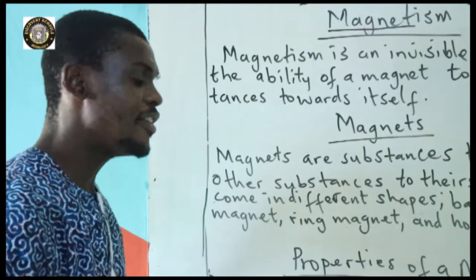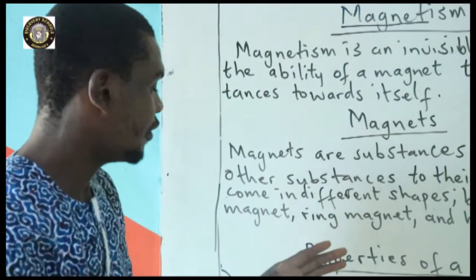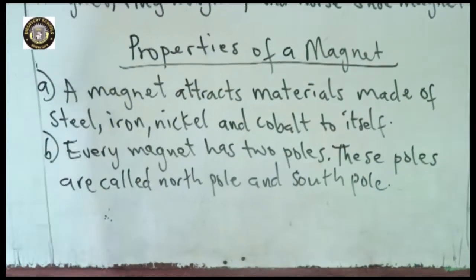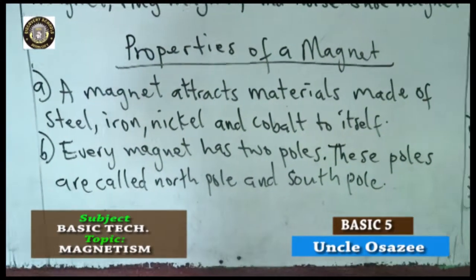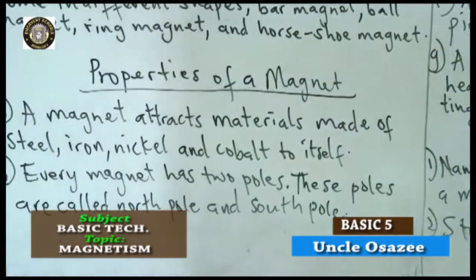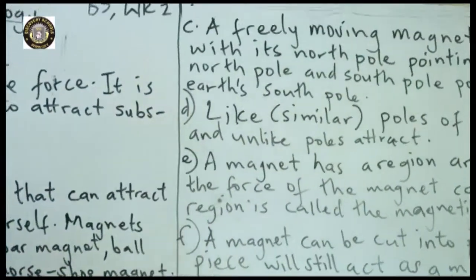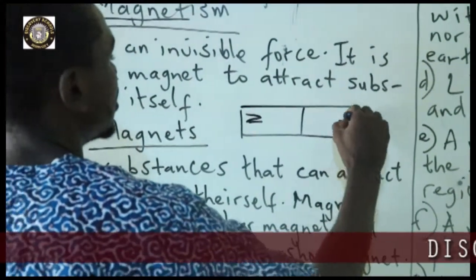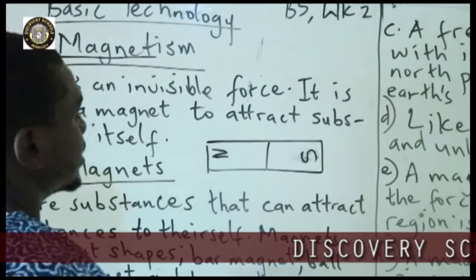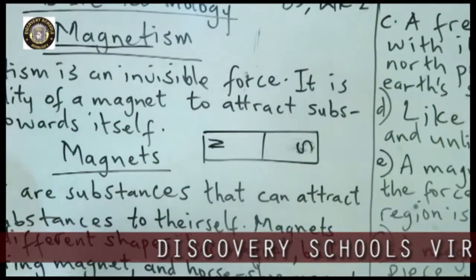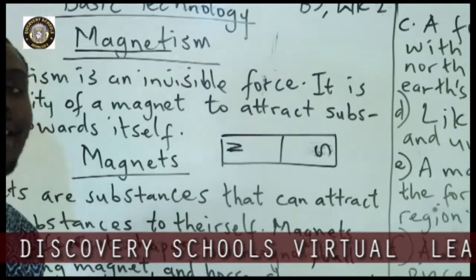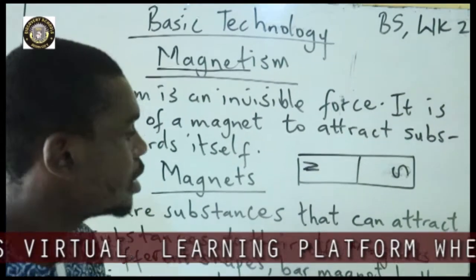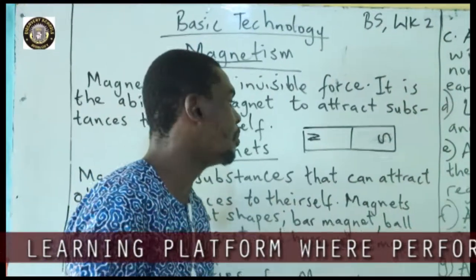Another thing is this: every magnet has two poles. The first one is called the north pole, and the other one is the south pole. So every magnet has two poles, north pole and south pole. Alright? Now let me show you that quickly. It has a north pole and a south pole. You see this side. And now the poles are the areas in which the magnetic properties of a magnet is strongest. Okay? The strength of the magnet, poles of the magnet.